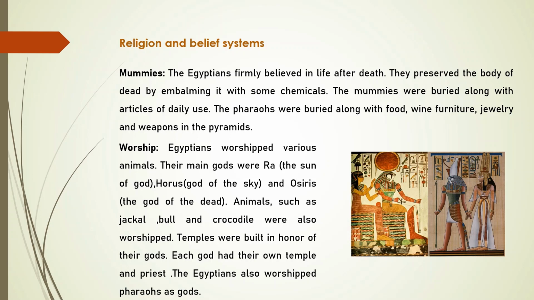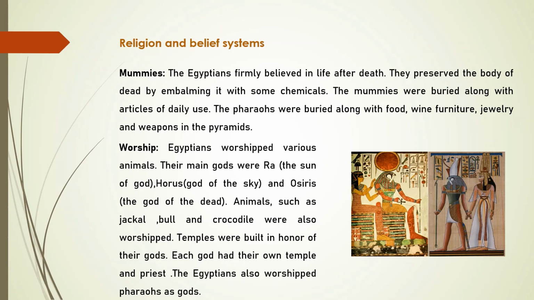Now, religion and belief systems. Mummies. The Egyptians firmly believed in life after death. They preserved the body of the dead by embalming it with some chemicals. The mummies were buried along with articles of daily use. The pharaohs were buried along with food, wine, furniture, jewelry, and weapons in the pyramids.